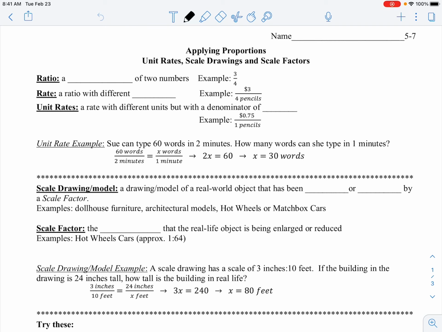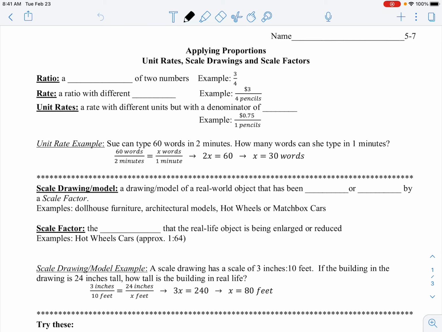Today we are going to continue with proportions, and in this case we're going to be applying our proportions that we've been working on to unit rates, scale drawings, and scale factors. So we'll talk about what those are here pretty soon. Alright, some review definitions here.